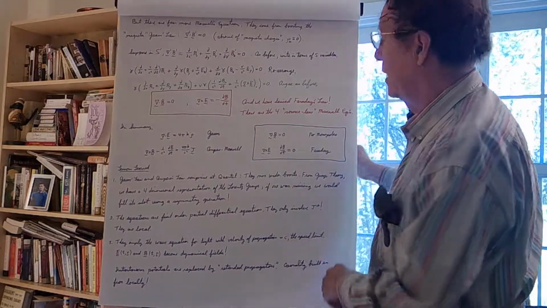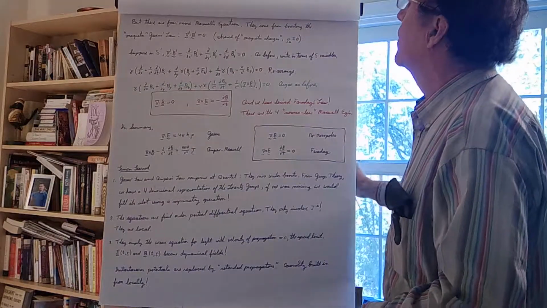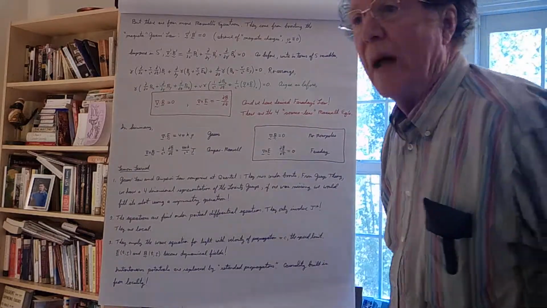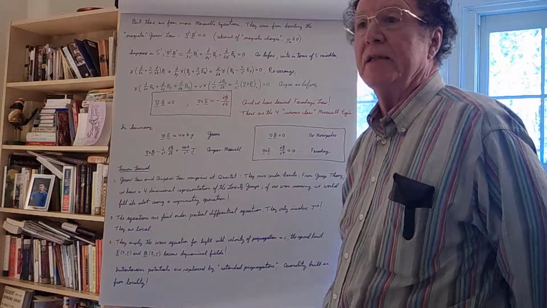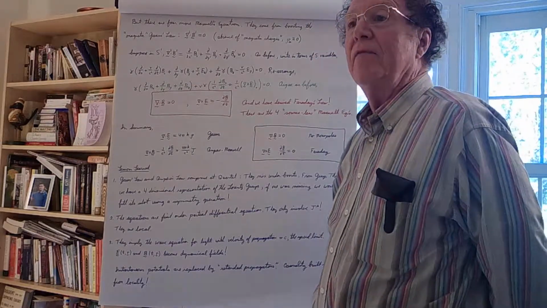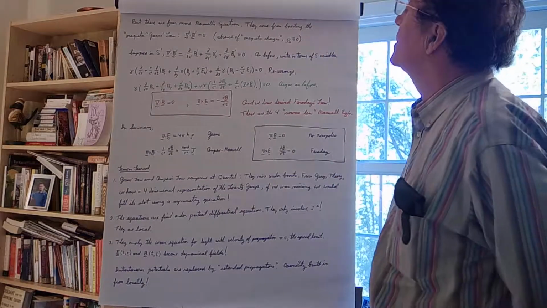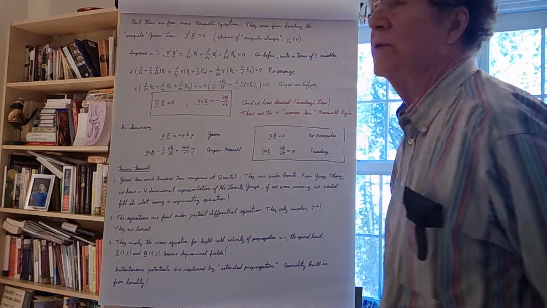And so now I have a little bit more work to do. Okay, that gives me 4 of Maxwell's equations. They're what's called the inhomogeneous equations. They're the ones that involve the charge density and the current density.